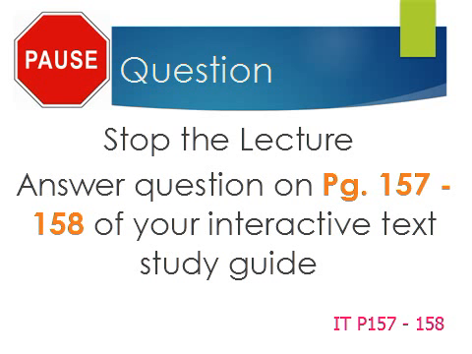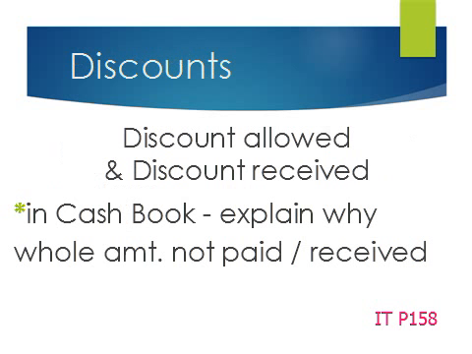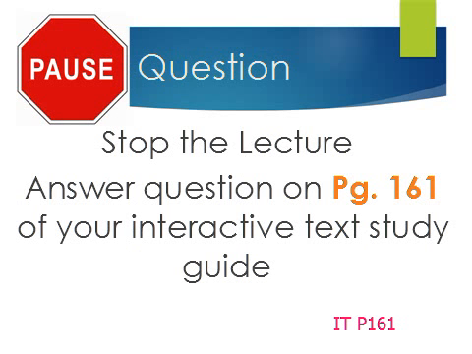Stop the lecture. Answer the question on page 157 and 158 of your interactive text study guide. For an example on posting to the general ledger from the cash book, see the example on page 159 to 161 of your interactive text study guide. Discount allowed and discount received appear in the cash book to explain why the whole amount was not paid or received. Stop the lecture. Answer the question on page 161 of your interactive text study guide.